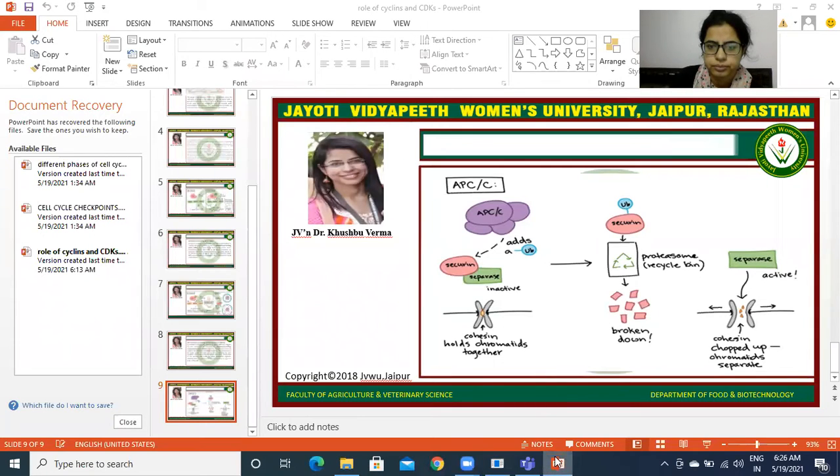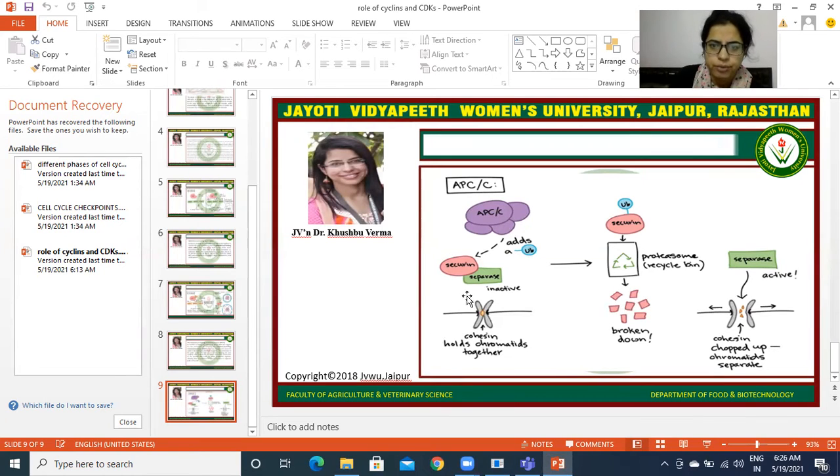You can understand more about this anaphase promoting complex by this diagram. This is the anaphase promoting complex or cyclosome. It adds ubiquitin to securin. This securin is generally bound to the separase enzyme, which makes it inactive. So when the anaphase promoting complex is activated, it will add ubiquitin to the securin protein.